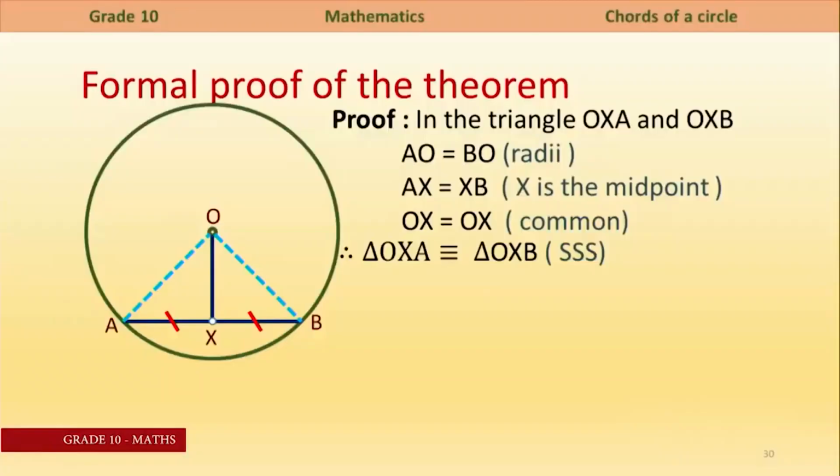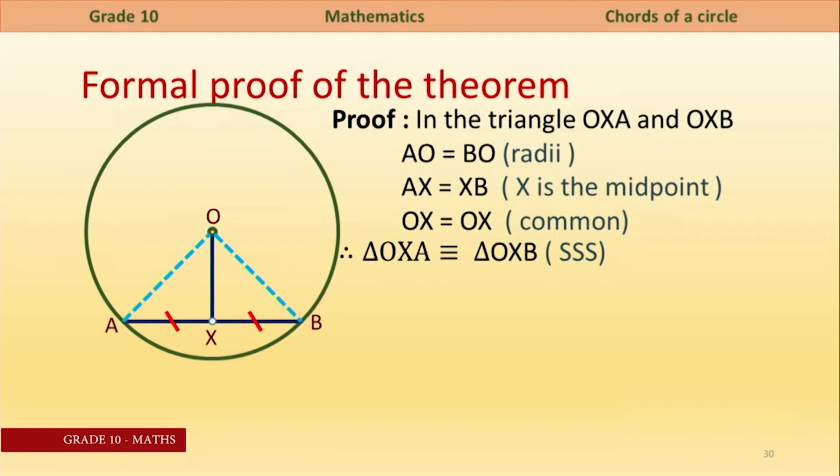In the triangle OXA and triangle OXB, OA equals OB because of radii. AX equals XB, X is the midpoint, and OX equals OX, that is common. So, the reason is common. We are always writing the reasons. When we are doing proving sums, we have to write the reasons. That's compulsory. After considering these three elements, we can say the triangle OXA and the triangle OXB are congruent to each other under the case of SSS.